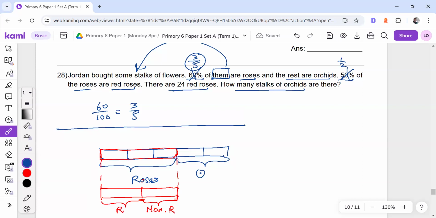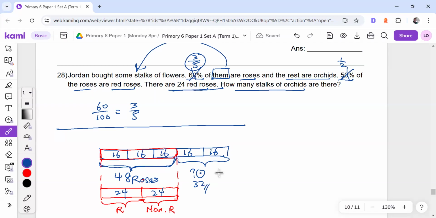So let's continue. There are 24 red roses. How many orchids are there? Wow, can I do it already? I drew the model. Now do you think it becomes easier for me to do? So 24 plus 24 becomes 48 roses. Where are my 48 roses? It is the 3 boxes on top. Then I divide by 3. I get 16, 16, 16, and the other 2 boxes are also 16. How many orchids are there? 32. Answer.